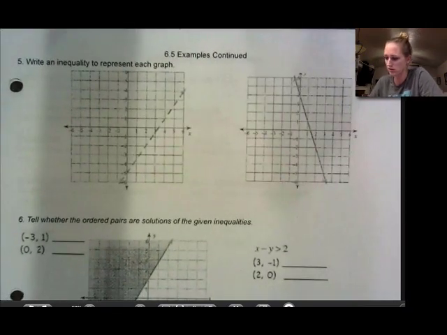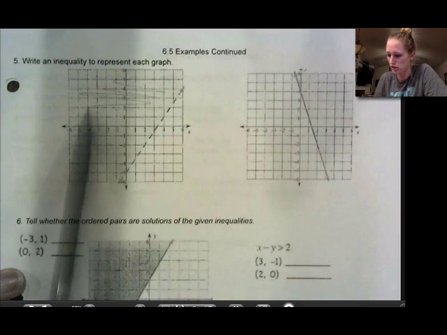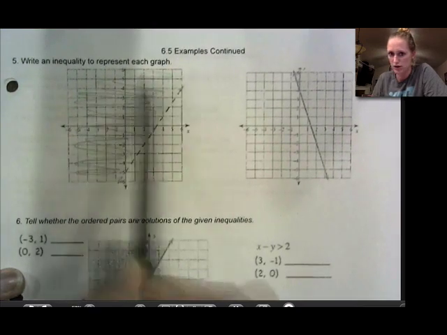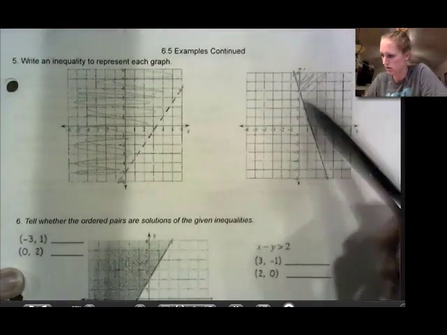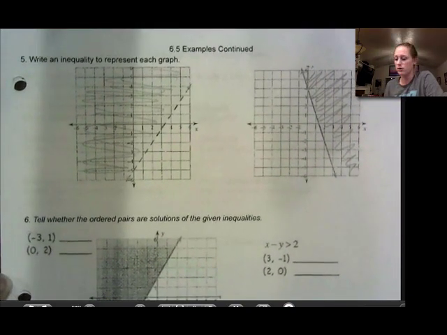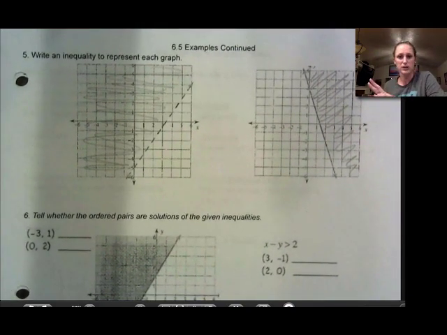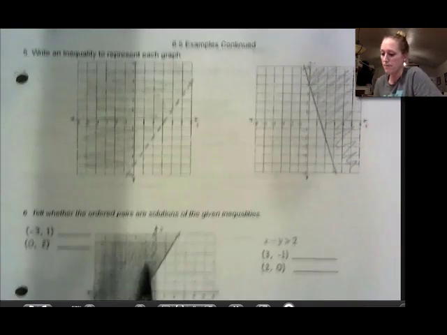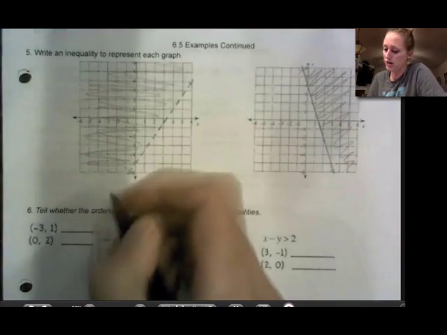All right, so these last couple examples, we are given a graph, and the shading is a little hard to see, guys. I'm going to add to that. So this one is shaded here, and this one is shaded here. Okay, all right, so we are going to write an inequality. So we want slope, y-intercept, and then we need to decide greater than or equal to, less than or equal to, or just greater than or less than for our inequality symbol.